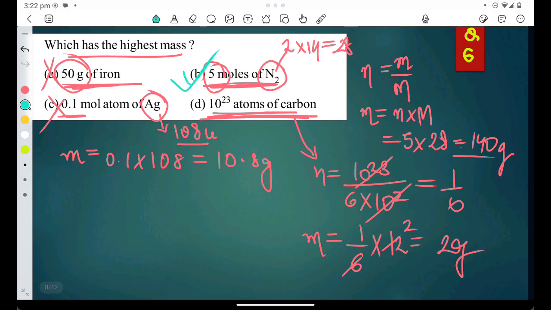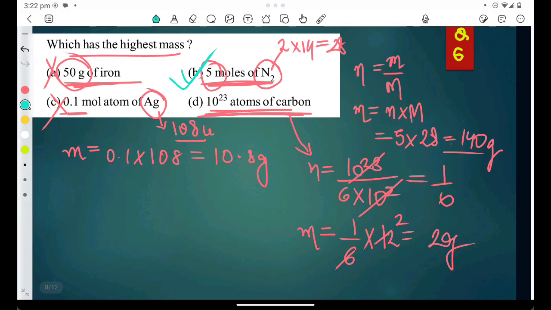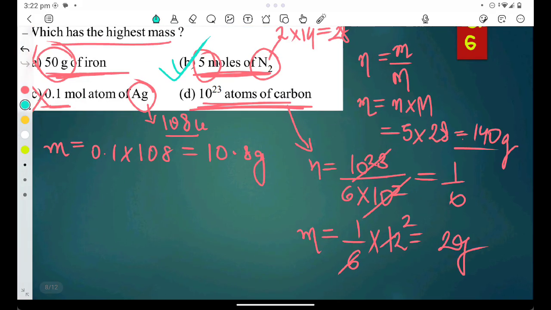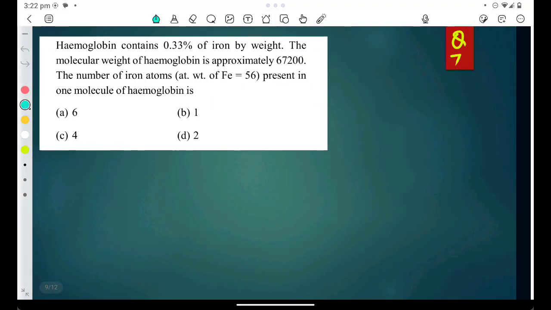It has the highest mass. Sorry, mass, not marks. 5 moles of nitrogen has the highest. Yes. 5 into 28, 140. Moving to the next question.